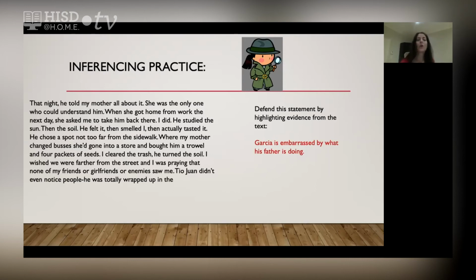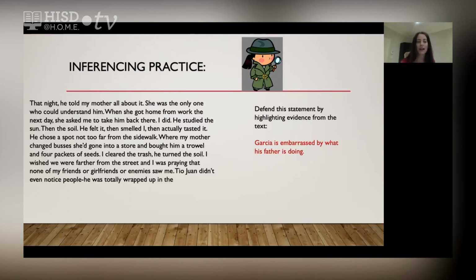That night, he told my mother all about it. She was the only one who could understand him. When she got home from work the next day, she asked me to take him back there. I did. He studied the sun, then the soil. He felt it, then smelled it, then actually tasted it.